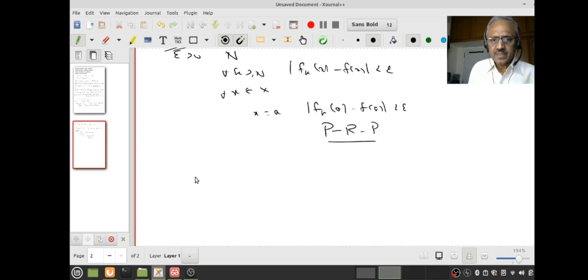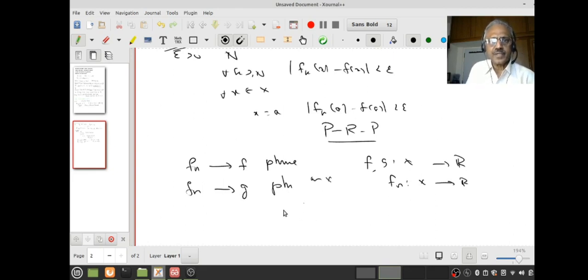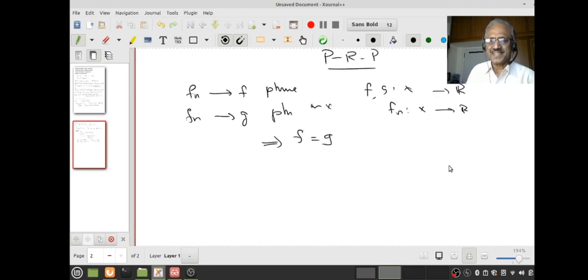Next, suppose fn converges to f pointwise. Can it also converge to g pointwise? That is, f and g are again functions from X to R, and the fn's are functions from X to R, and suppose fn converges to f pointwise, fn converges to g pointwise on X. Then what would we like to claim? These things are never usually discussed in textbooks. You would like to claim f equal to g. The proof is again easy.